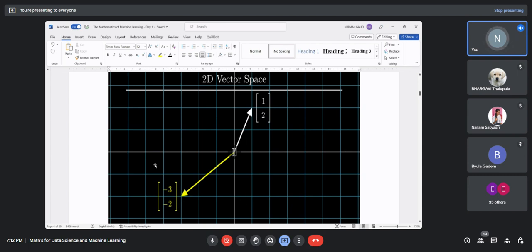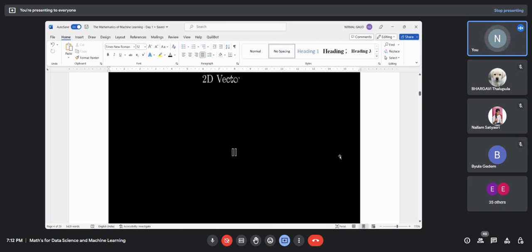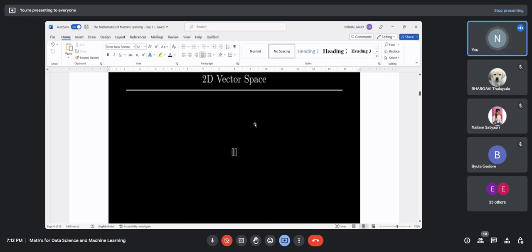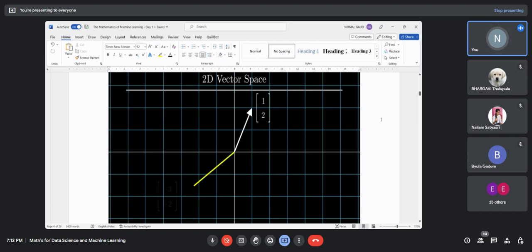This is a 2D coordinate system. In 2D you have the x-axis and the y-axis. So if I say that 1 is on x and 2 is on y, this is how you can represent (1, 2) in a 2D plane.